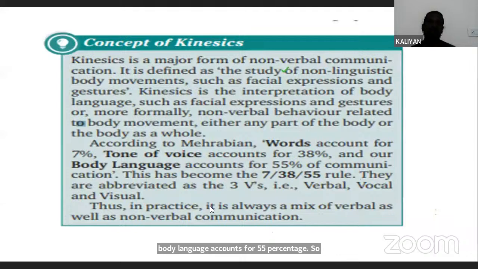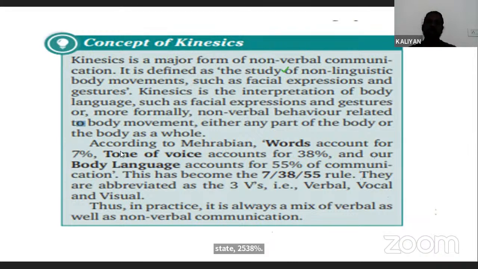So basically, according to Mehrabian, he defined communication based on kinesis. That means words give 7% of meaning, tone of voice gives 38% of meaning, and body language gives 55% of meaning. Totally 100% of the meaning of the communication. It is very important. They may ask, according to Mehrabian, words account for how many percent: 35, 55, 7, or 8, like that they will give in the options. This is a very important concept of kinesis, the study of body language. According to Mehrabian, there are three: words, tone of voice, and body language. Body language 55%, tone of voice 38%, and words 7%.